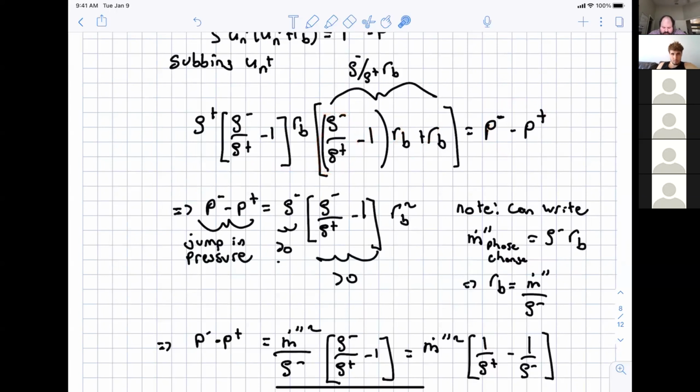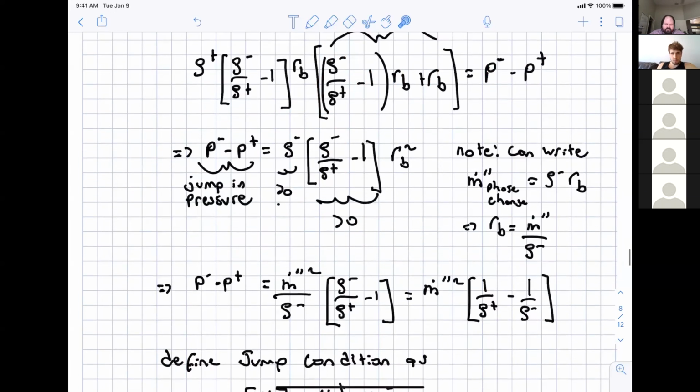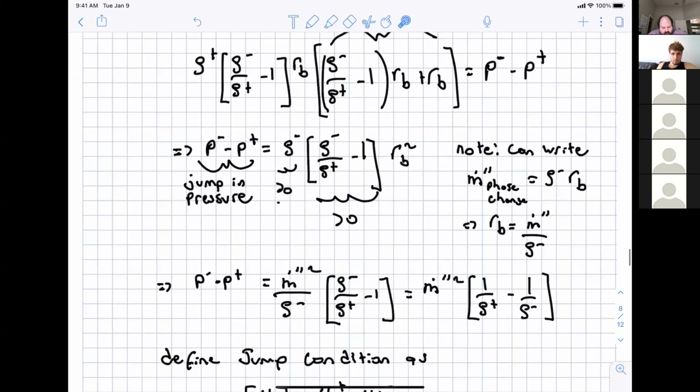Okay, so we keep working with it. It's just really algebra at this point. And so we can find that the jump in pressure between the liquid and gas side is equal to the liquid density multiplied by this density ratio minus 1 and multiplied by the regression rate squared. And notice that this term here is greater than 0, this term here is greater than 0, and this term here is greater than 0.